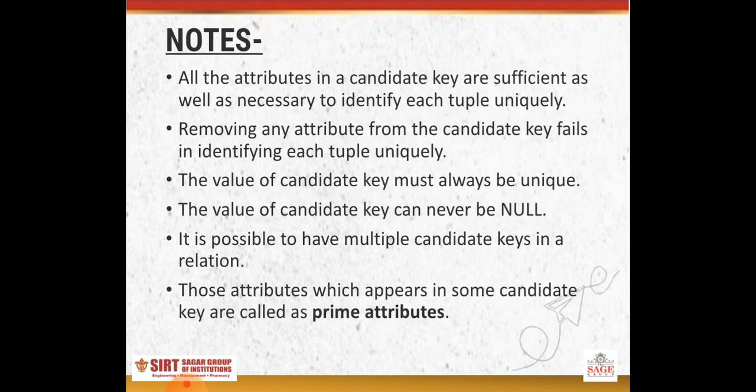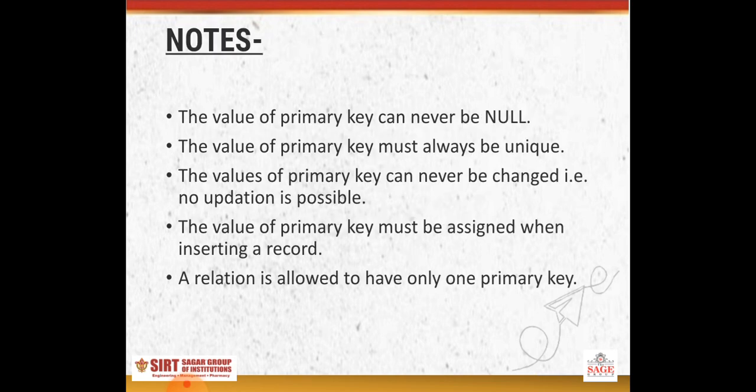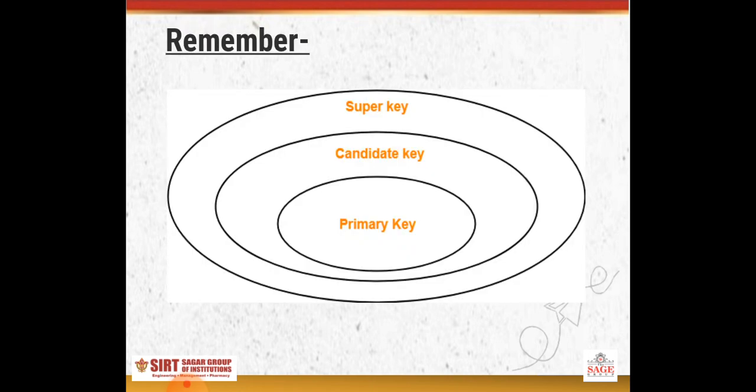Then comes primary key. Primary key is a candidate key that the database designer selects while designing the database, or it is a candidate key that the database designer implements. There are certain conditions for a primary key. The value of a primary key can never be null. The value of a primary key must always be unique. The value of a primary key can never be changed. No updation is possible. The value of a primary key must be assigned when inserting a record, and a relation is allowed to have only one primary key.